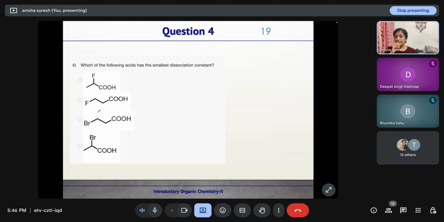So in this case, they are asking for the smallest dissociation constant, which means the acid which will have the least Ka value. So this is the acid having the least Ka value, because the conjugate base formed here will be less stabilized compared to the other cases. So option C is the right answer in this case. Is it clear? Yes, ma'am.